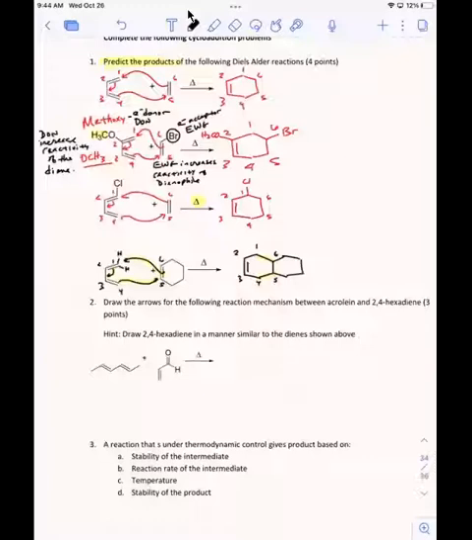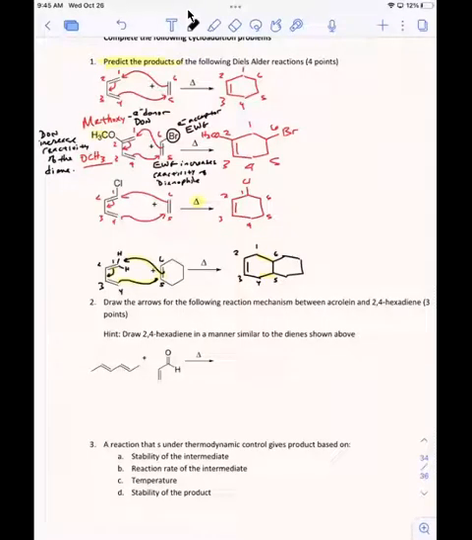Yeah. The point I'm trying to make is that the mechanism never changes. And if the mechanism doesn't change, the only thing that changes are the products, because the diene and dienophile are going to have different structures in different problems. But as far as the arrows are concerned and which bonds get made and which bonds get broken, that will not change ever for a 4+2, right?